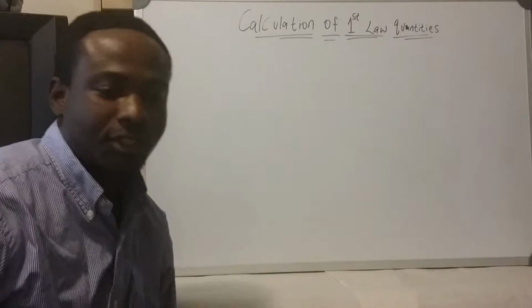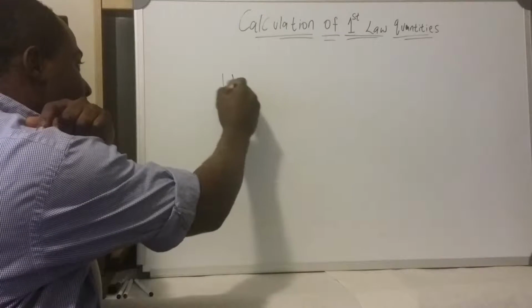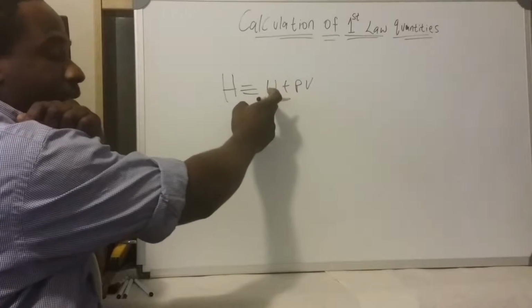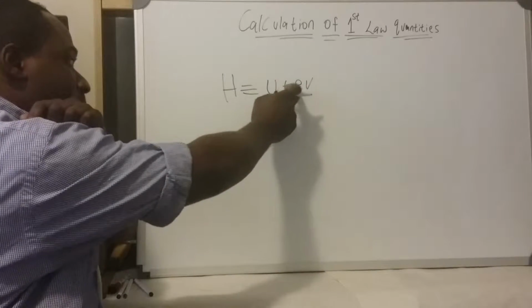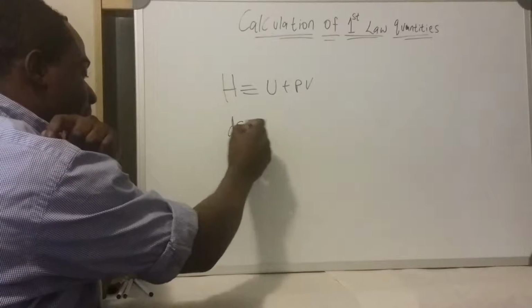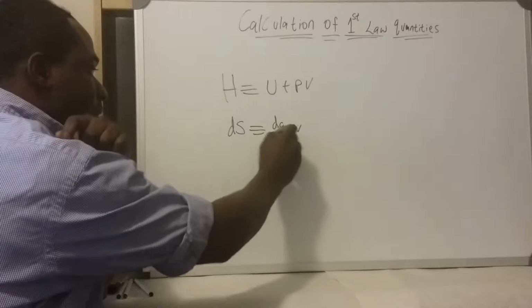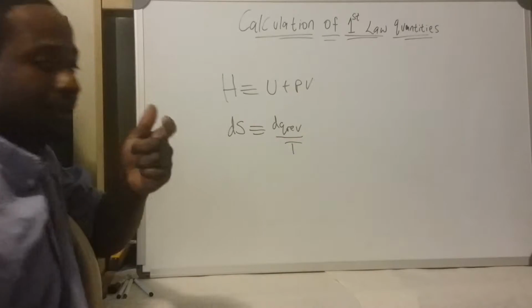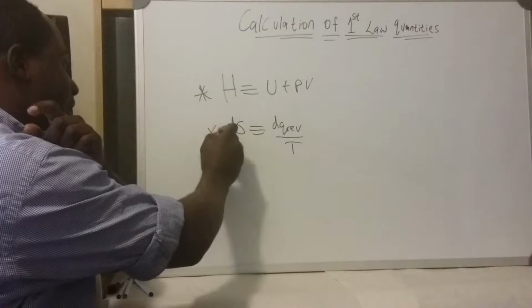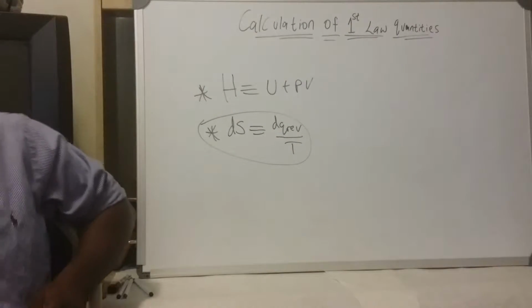So, calculation of entropy change. We all know that enthalpy by definition is H equals U plus PV, where U is the internal energy of the system, and P and V are pressure and volume. And we know entropy, dS by definition, is equal to dq reversible over T. Right? Pretty much you have to memorize these two formulas, especially this one. Why? I'll tell you in a while.